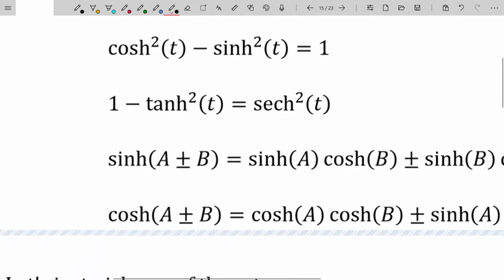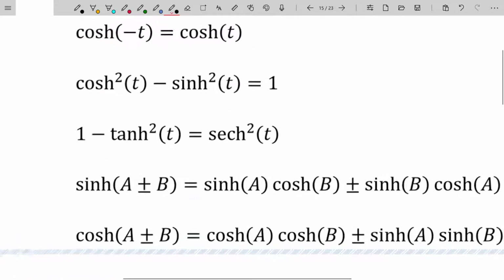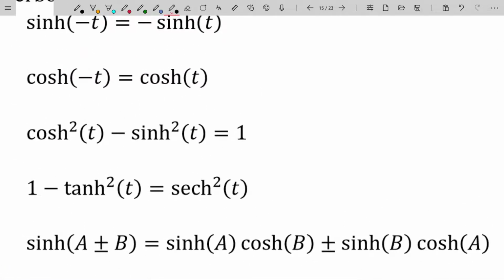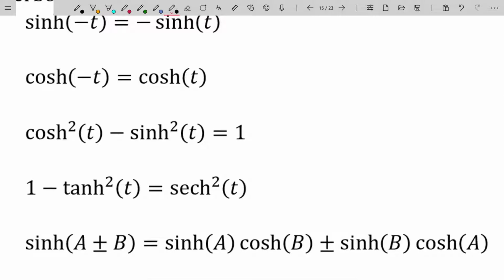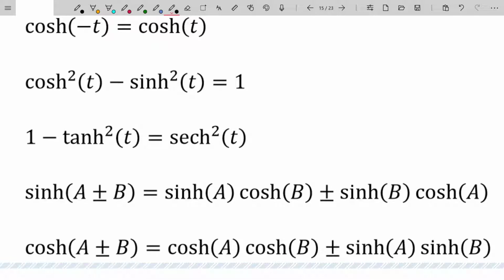And then we have these other ones, the sum and difference of angles identities. Just to let you know, the sum and difference of angles identity for the sinh is the same as the sum and difference identity for the sine. Remember, sine of A plus B is sine of A cosine of B plus sine of B cosine of A. That same identity holds here for the hyperbolic sine. However, the hyperbolic cosine is different than the regular old cosine identity.